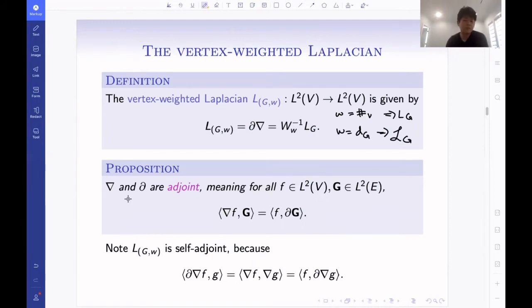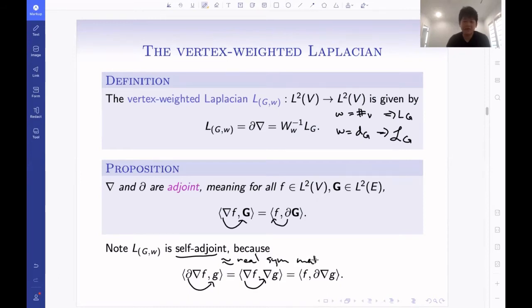Okay, one thing that's important for us is that this gradient operator and negative divergence are adjoint, meaning whenever I have an inner product like this, I can always move the gradient over to become a negative divergence, or I can move the negative divergence over to the other side equivalently and get gradient. Then the vertex weight Laplacian is actually self-adjoint, meaning that if I have an inner product like this, I can move the vertex weight Laplacian over to the other side. And you can see this just by moving the negative divergence to become a gradient here, move the gradient over here to become a negative divergence. And the reason I care about self-adjoint is because this is essentially the same as a real symmetric matrix.